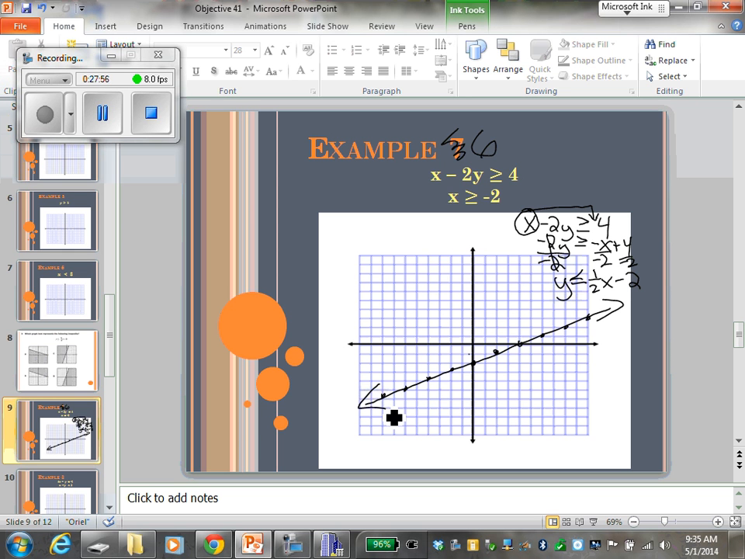Okay? Now, how do I graph the second line? Where am I going to head? Left 2. What kind of line? A vertical line. So solid or dotted? Solid. Why solid? Because it's equal to.